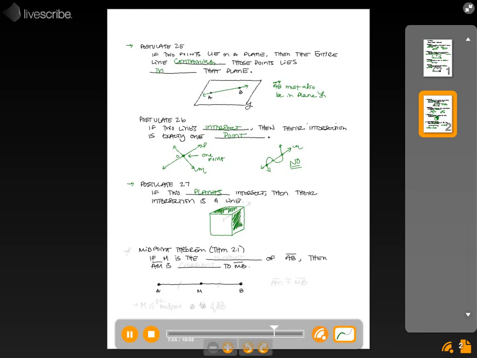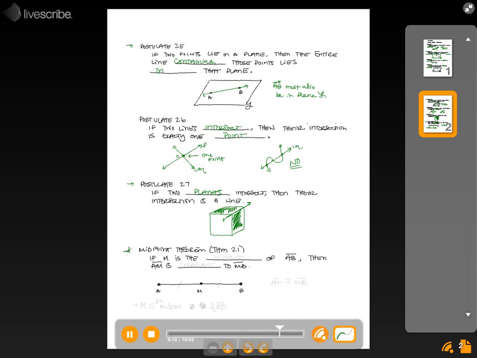Now if 2 planes meet, which would be what 2 sides of our box, they're going to meet at a line. Okay, and that's postulate 2.7. If 2 planes intersect, then their intersection is a line. Now again, they may not intersect. We could have parallel planes like the top and the bottom of the box. But if they do meet, they're going to meet in 1 line.